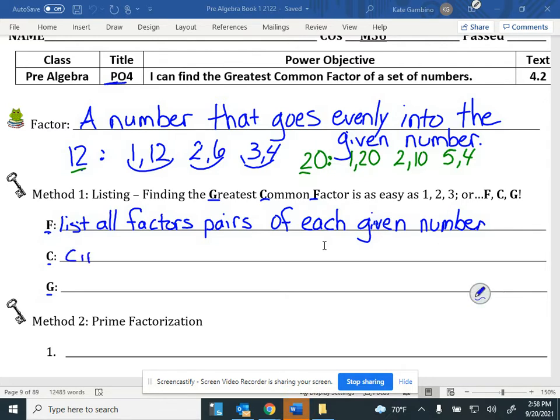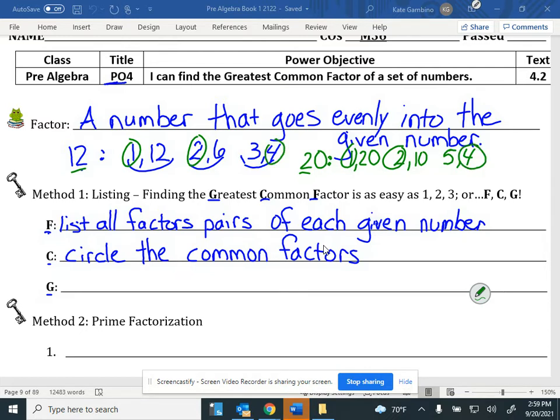The second step is the C. You're going to circle the common factors. So if I look back up at our examples, we have 1 and 1, 2 and 2, 4 and 4. Those are the only ones that we have in common.